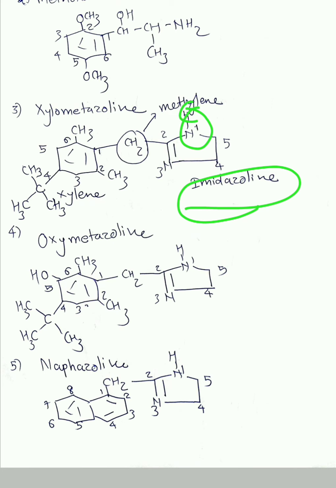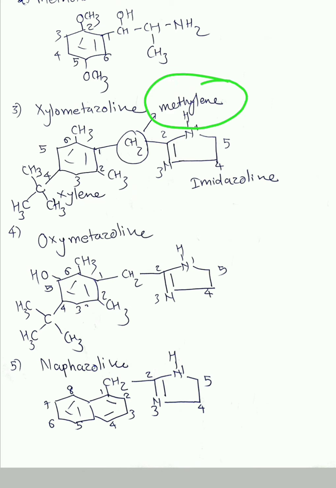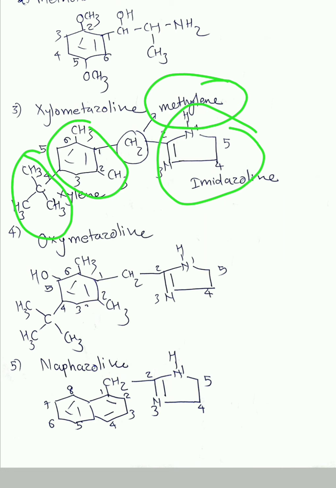1, 2 and 3. Hydrogen is there, so no problem. Here also 1, 2 and this bond is there, so 3. And this middle part is methylene. See, this part is methylene. So again, I have made the structure very simple now. It is a combination of xylene, tertiary butyl, imidazoline and methylene, and the entire structure is of xylometazoline. Okay, clear everyone?